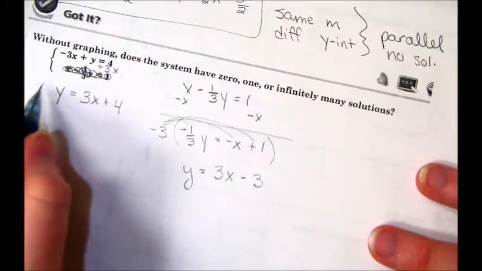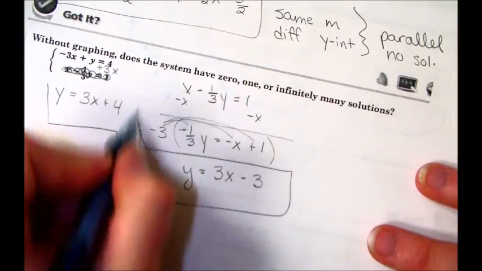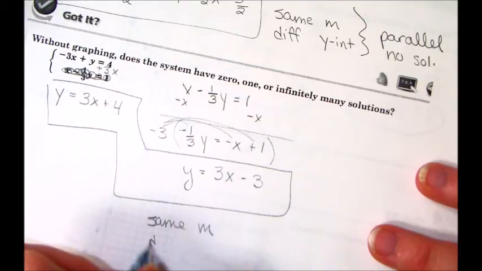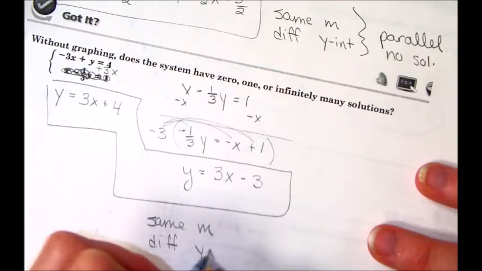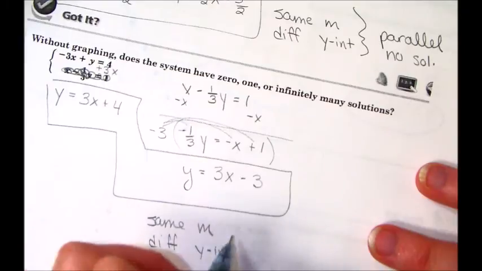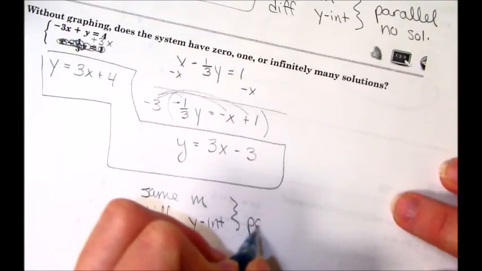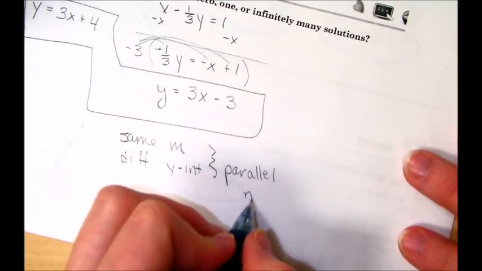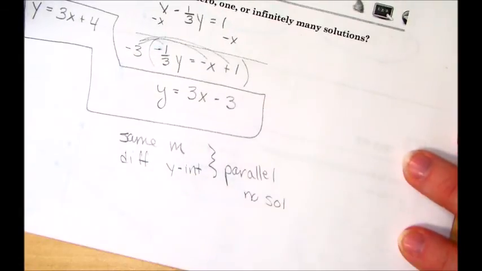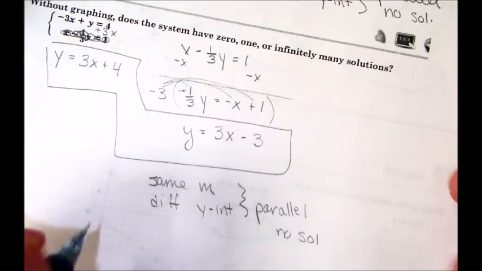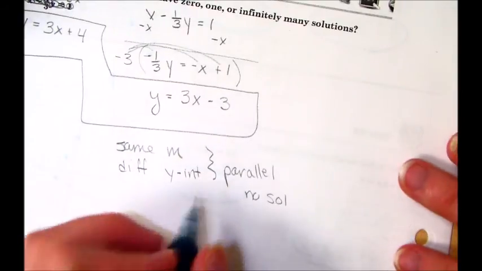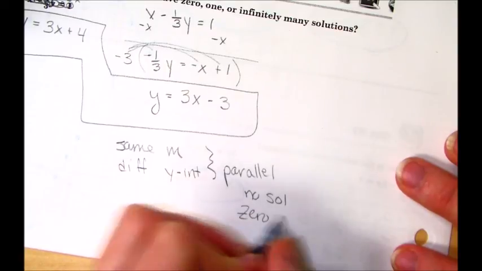Again, we have the same slopes. Do you see how we have the same slopes? But again, we have different y-intercepts. So if you look at the chart above, that means we have parallel lines, which means the answer is no solution because they're never going to cross. Let's see, what do they ask? Does it have 0, 1, or infinitely many? It has 0 solutions.